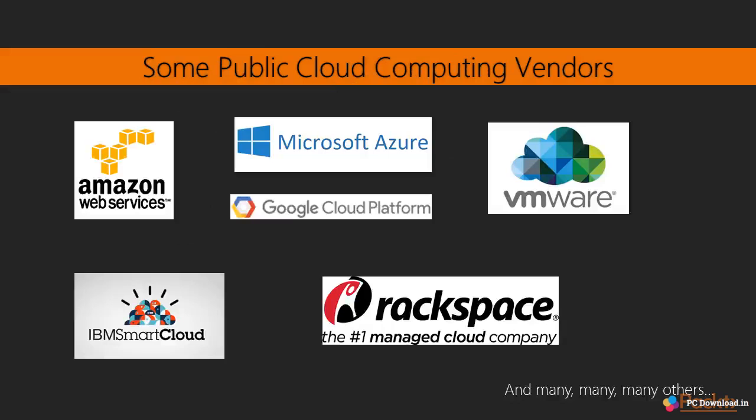Now, in giving you some names, typical well-known public cloud computing vendors, there's Amazon AWS, Microsoft Azure, Google Cloud Platform, VMware as a joint venture with AWS, as they announced at their latest conference a couple of weeks ago, IBM Smart Cloud using SoftLayer as an underlying technology, and Rackspace as a global hosting provider. And besides these partners, there are obviously many other ones as well.